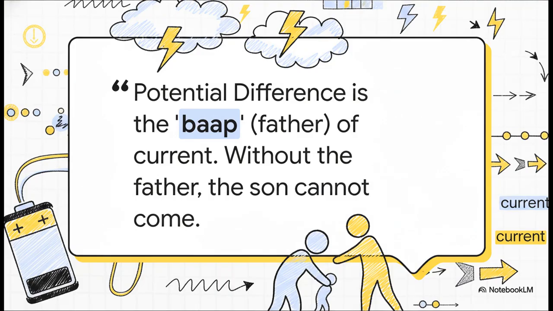You know, the source material had this fantastic way of putting it. Current doesn't flow on its own. It needs a push. Potential difference is the BOP, or father of current. I love that. It perfectly captures that it's the cause, and current is just the effect. No push, no flow. Simple as that.